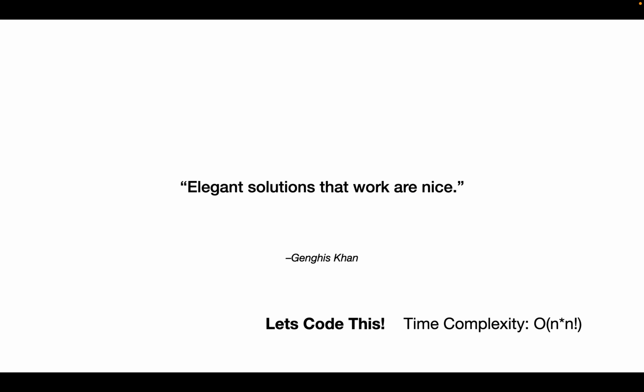The great Genghis Khan once said, "Elegant solutions that work are nice." So let's code this. The time complexity of this solution is O of n times n factorial, because there are n factorial solutions, and it will take O of n time to copy each one into our resulting solution space, right? Our permutations array, if you will.